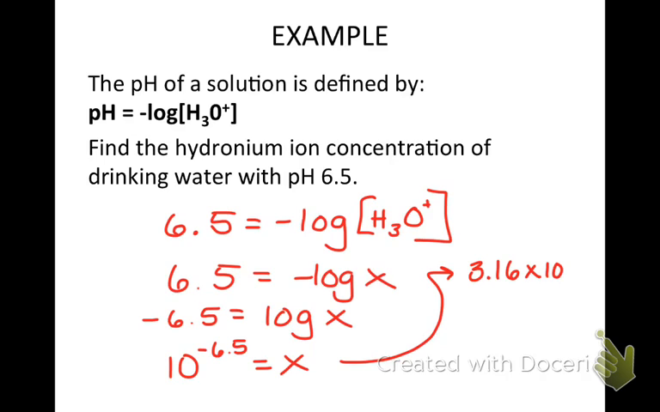3.16 times 10 to the negative 7 would be how much hydronium ion concentration there would be. Okay? So if you have to work backwards, that's what you're going to do. So if you are given it in logarithmic form to solve for a part of the log, you have to turn it into exponential.